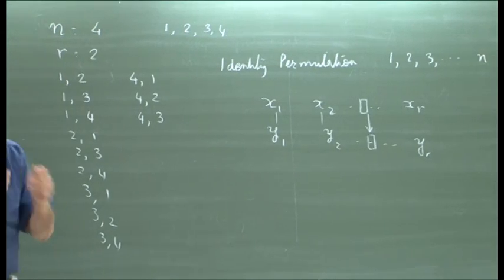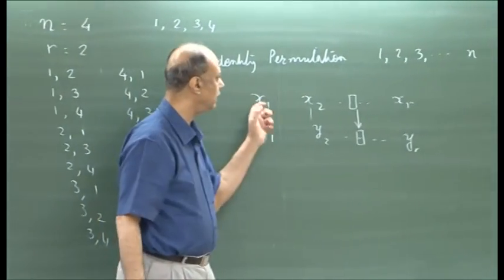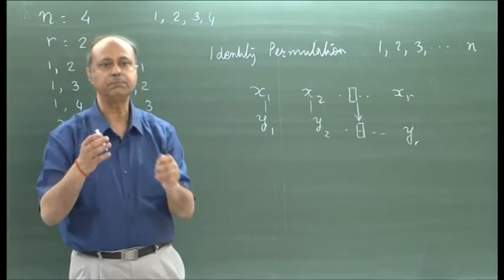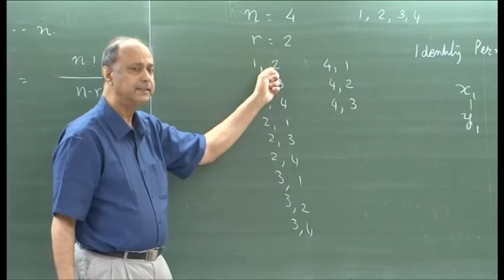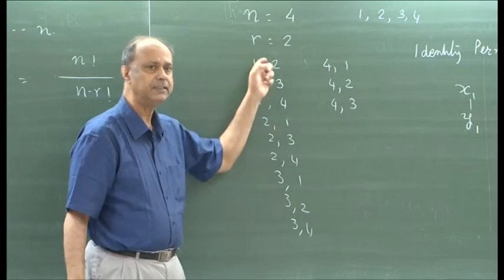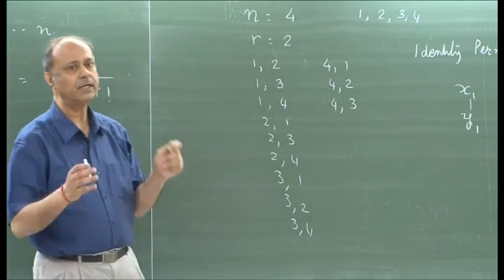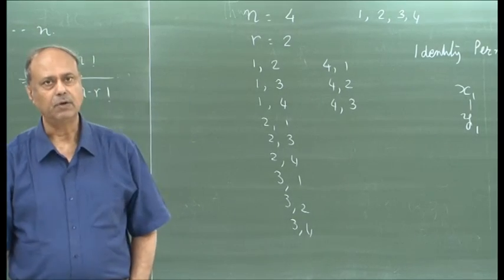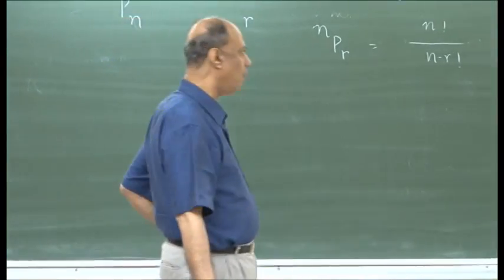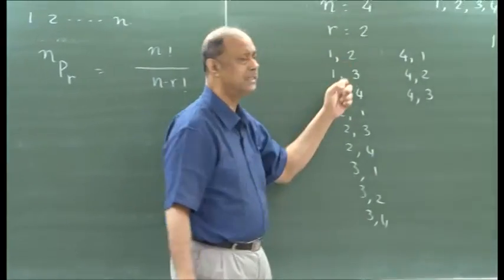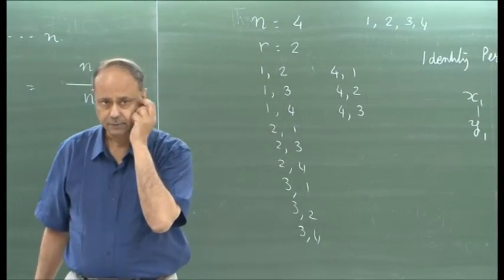Or the arrangement of the same elements is different. That means all these elements occurred here, but the occurrence position is different. For this example, 1, 2 is a permutation, and 2, 1 is also another permutation, but the existence of all these elements is the same. Only the ordering is different. If the ordering is different, then it is a different permutation, or the elements are different, like 1, 2 and 1, 3. These two are different. Then also it is a different permutation.